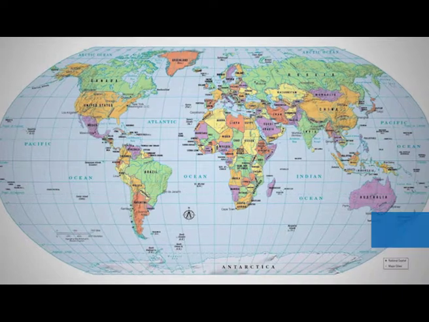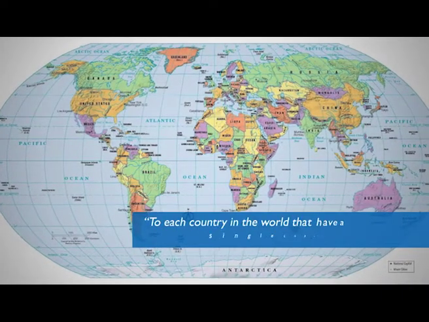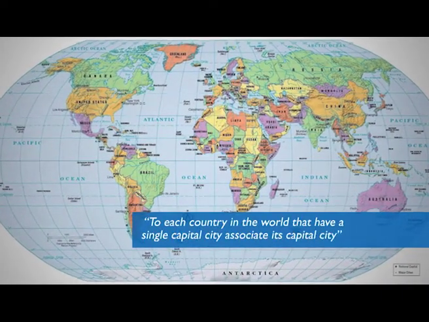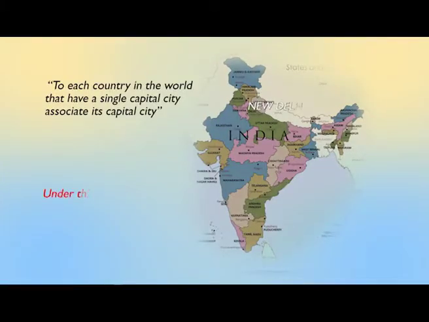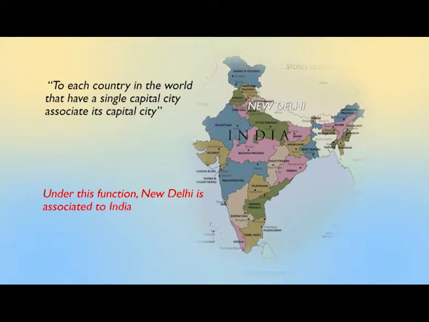In such cases, one city is the capital for some purpose and one or more others are capitals for other purposes, without any being considered an official capital in preference to others. We consider the set of all countries in the world that have a single capital. Then the verbal statement, to each country in the world that has a single capital city associate its capital city, is a function. Under this function, New Delhi is associated to India.